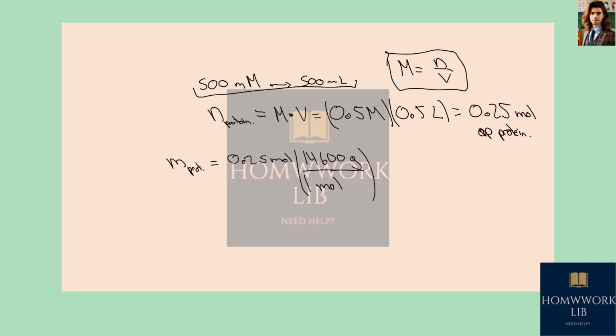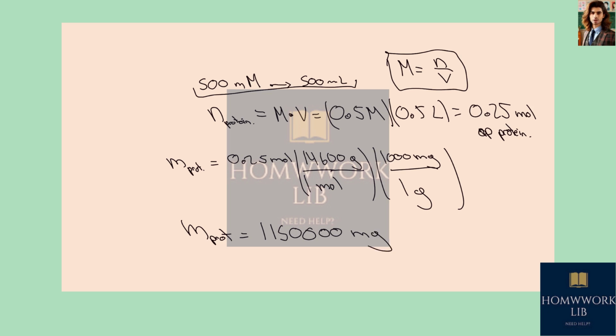And finally, we need to convert these grams to milligrams because that is the quantity that is required from us, right? So we know that 1000 milligrams corresponds to 1 gram, and we can get the result directly with this conversion factor, which is going to give us a quantity of 1,150,000 milligrams. Okay, so that would be all.